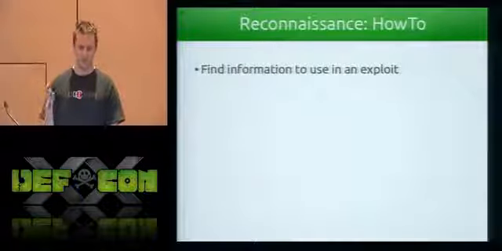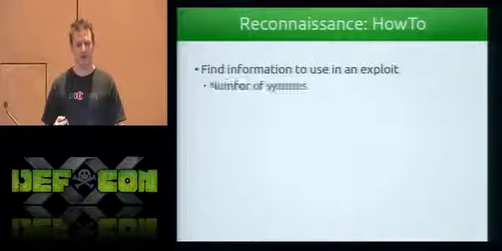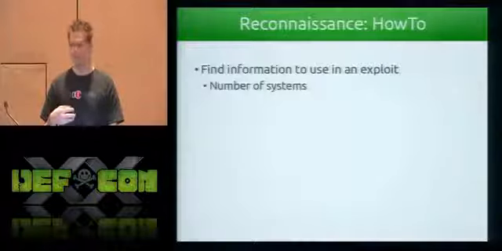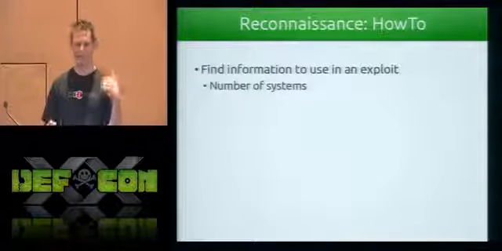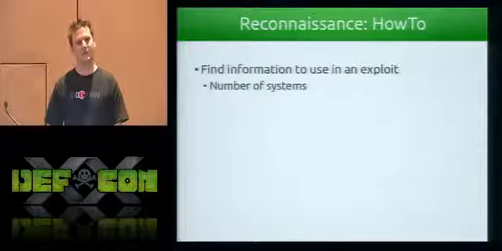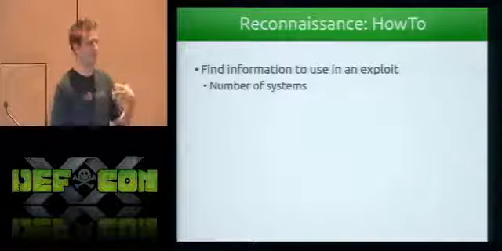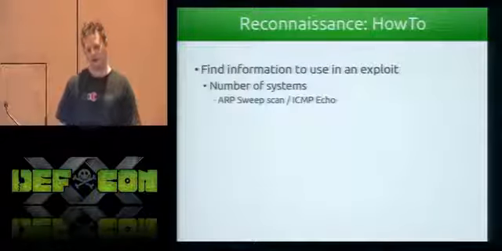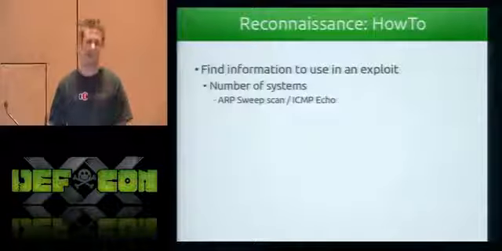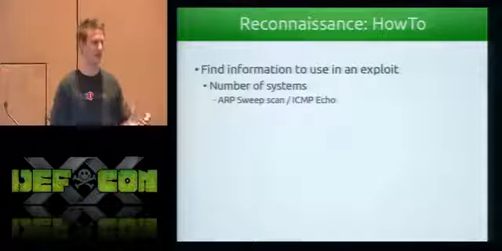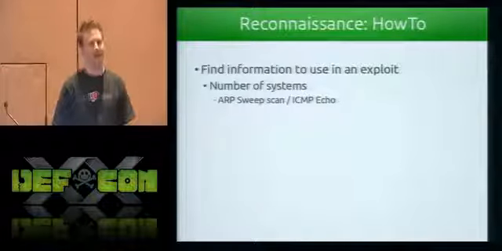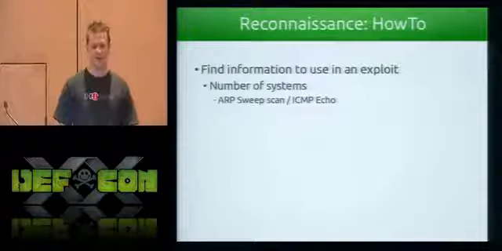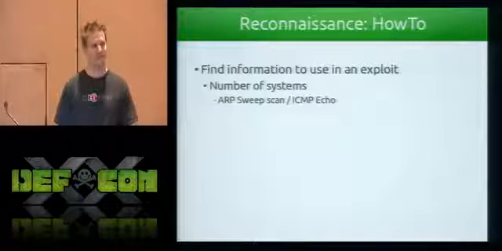So reconnaissance, how does this actually get performed? One of the first things you want to do once you gain access to a network is find out the number of systems on the network. You want to find out just what machines exist on this network that you want to exploit. One of the major ways to do that is ARP sweep scans. You send out an ARP packet and you say, hey, 192.168.1.10, what's your MAC address? If he answers, he exists. If he doesn't, then maybe he doesn't exist, or maybe he's just on a different segment or something.